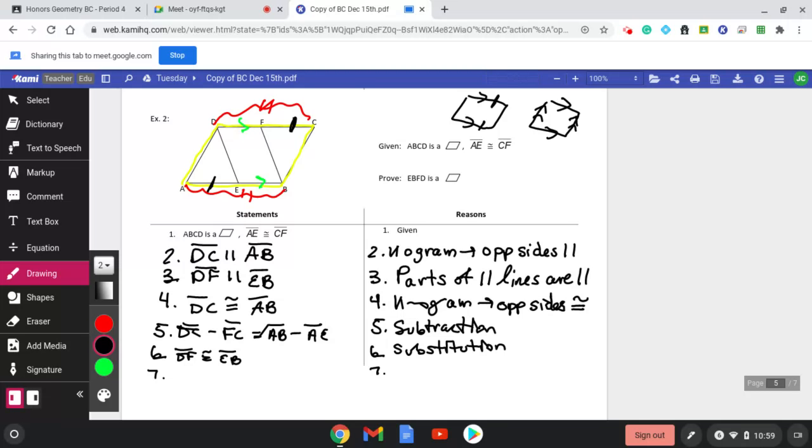All right. So I got DF congruent to EB. Now I can say EBFD is a parallelogram. We do not write down special case. Is a parallelogram. Ready? One pair of, and here's the key word, opposite. One pair of opposite sides, congruent and parallel, imply a parallelogram.